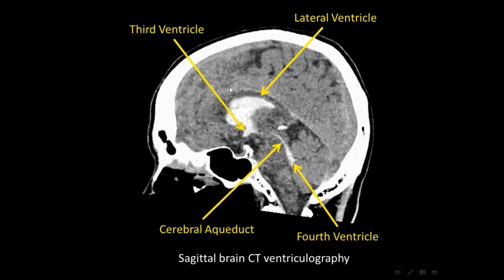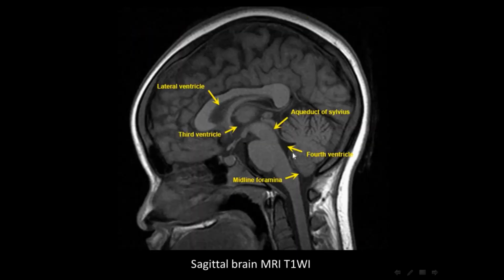This is a sagittal brain CT ventriculography, in which the contrast media is administered to the ventricular system. It shows here the lateral ventricle, the third ventricle here, the cerebral aqueduct, and the fourth ventricle. This is a T1 MR image.